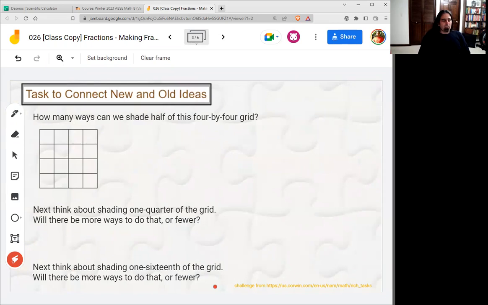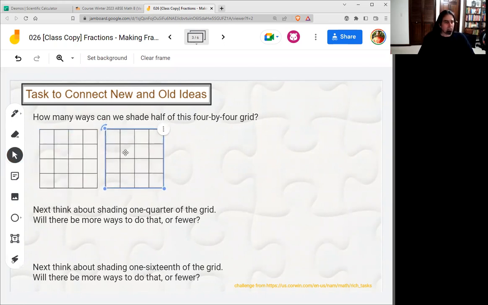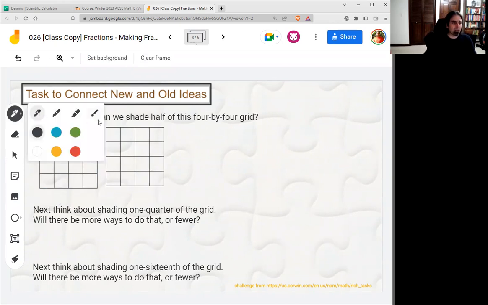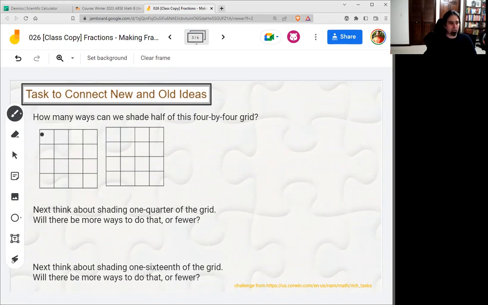Our first thinking challenge is how many ways can we shade half of this 4x4 grid? I can make copies of it if you want. Somebody tell me how to shade half of it. This one isn't actually writing a number, so handwriting doesn't matter. You are welcome to take the mouse and try doing your own shading. You are in the Jamboard.